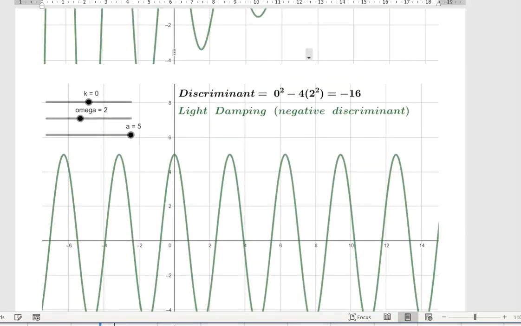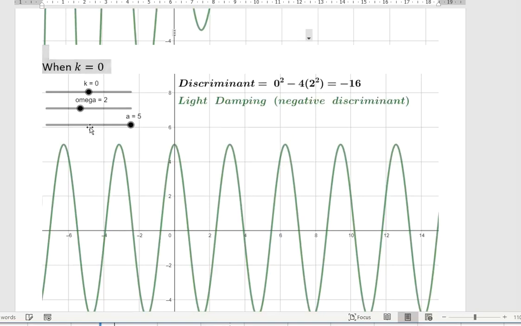We can actually look at a couple of special cases. So this is what happens if K is 0. When K equals 0, we're looking at a different situation really to the damping entirely. It still calls it light damping here, but technically there's no damping at all. We still get the oscillation, but when K is 0, this reduces to the normal simple harmonic motion that we've seen before. So we're not getting any kind of exponential decay whatsoever.